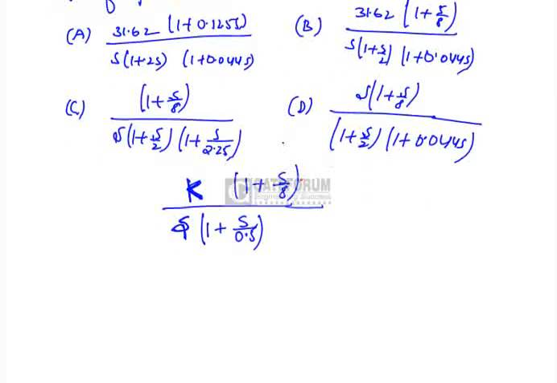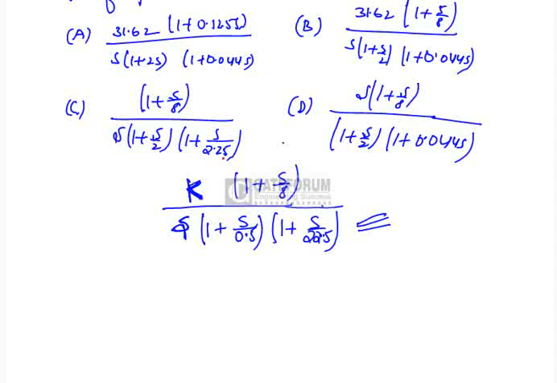Okay, now similarly you have one more pole at omega 3 equal to 22.5, so this is 1 plus s by 22.5 radians per second. Okay, now this is the transfer function of the Bode plot. Now we have to find the value of K.